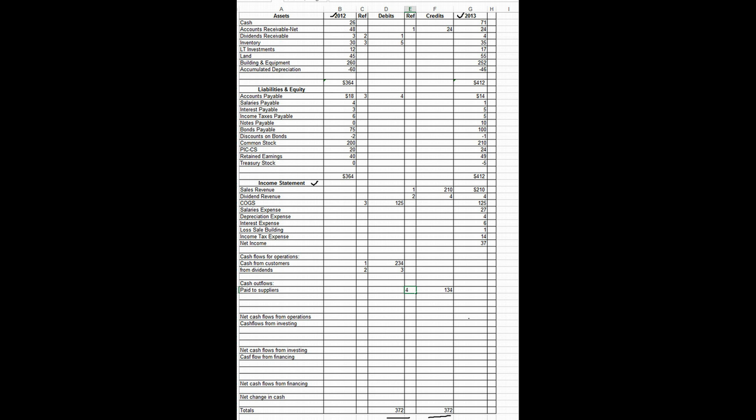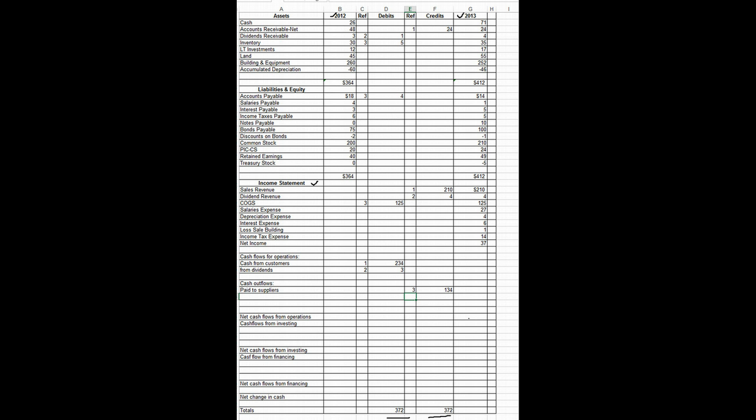I linked these transactions together with numbers, 3, so that if I get lost, I can go back to whichever number I was on when I was working and it doesn't balance. But look, I do balance. 372 debits and credits for totals.